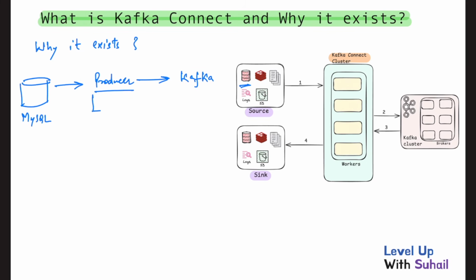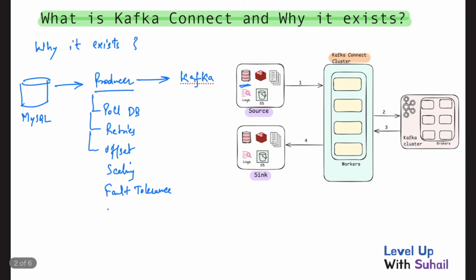First thing, it has to continuously poll the database. The next thing is it has to handle retries, because if the database is down for some amount of time, it has to handle that. It has to manage offsets, that is, what is the last record which this producer application has published to Kafka. It has to handle scaling, fault tolerance, and schema changes. So there are a lot of other things which this producer application has to do, and this is a very basic requirement. You just need to feed the data from MySQL into Kafka. Whatever data is coming to the database, just feed it into the Kafka system.